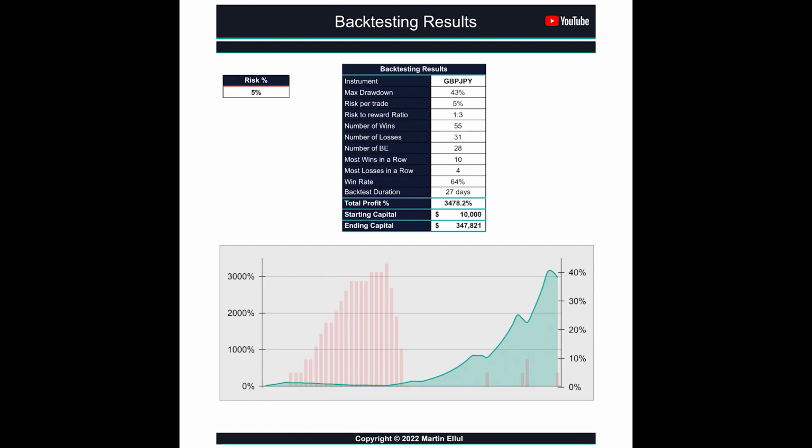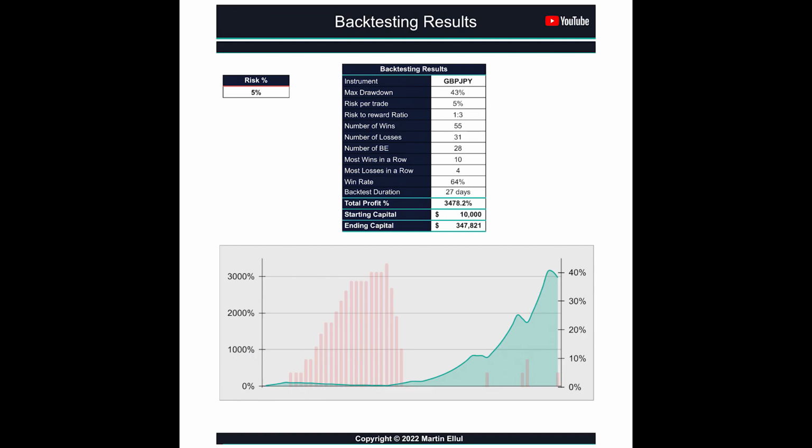But this is due to the fact that we were risking 5% per trade, and obviously if you take 4 losses in a row, you're down slightly less than 20%. At some point we had a maximum drawdown of almost 50% of the account. So the total profit is amazing, but you have to deal with the fact that it's a high risk strategy.